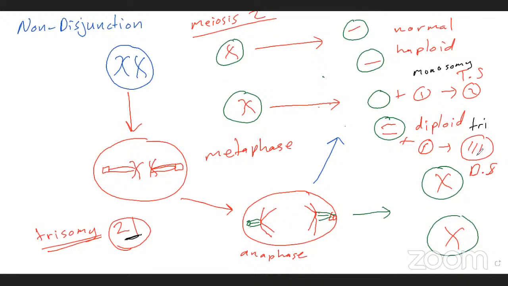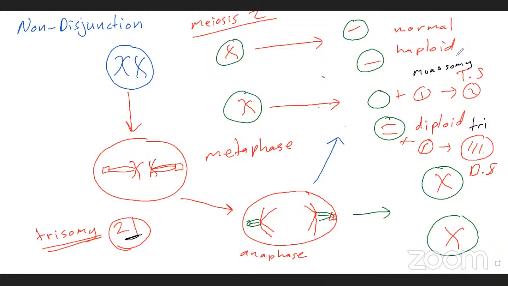All right. So non-disjunction can lead to the cell having an extra chromosome or 1 less chromosome. So like with humans, we're supposed to have 23 pairs. So trisomy increases it by 1. So it becomes 24. And monosomy will drop it by 1, because you're losing a chromosome. So monosomy would have 22 chromosomes.